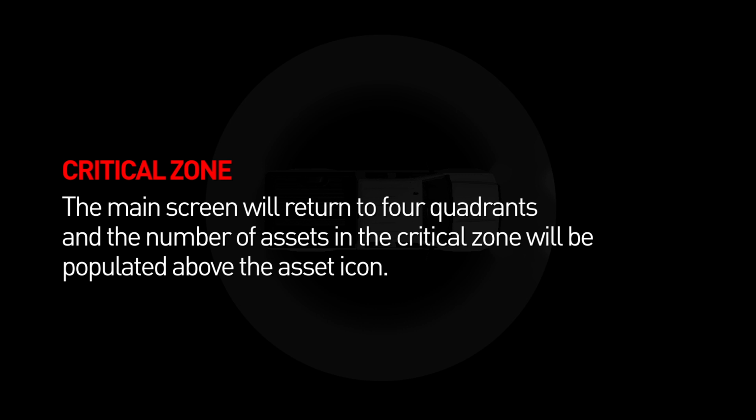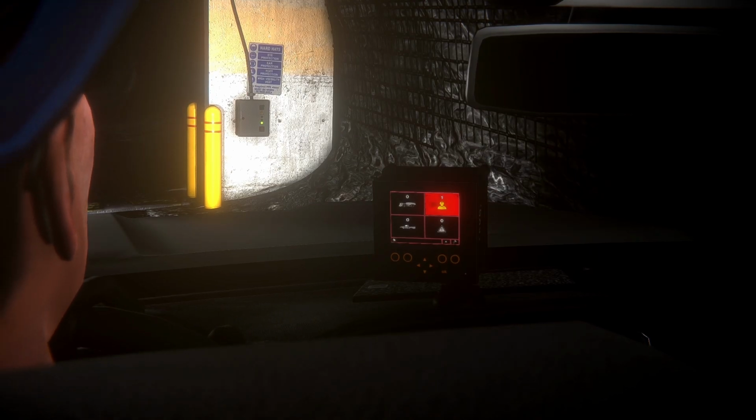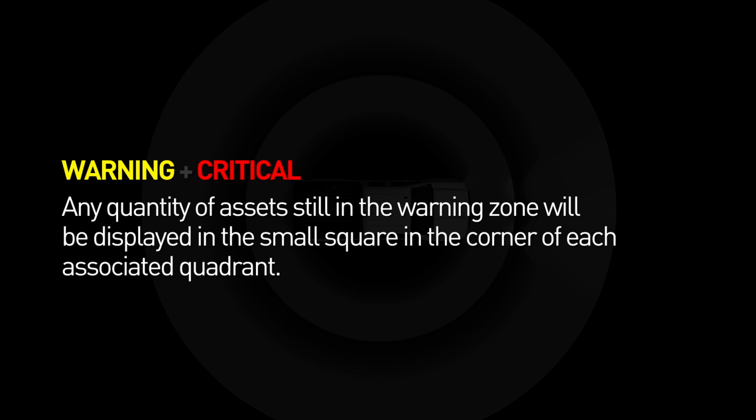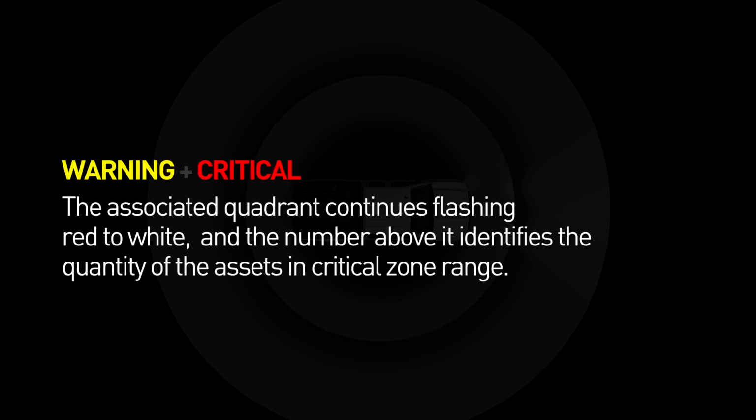The main screen will return to 4 quadrants and the number of assets in the critical zone will be populated above the asset icon. Any quantity of assets still in the warning zone will be displayed in the small square in the corner of each associated quadrant. The associated quadrant continues flashing red to white, and the number above it identifies the quantity of the assets in critical zone range.